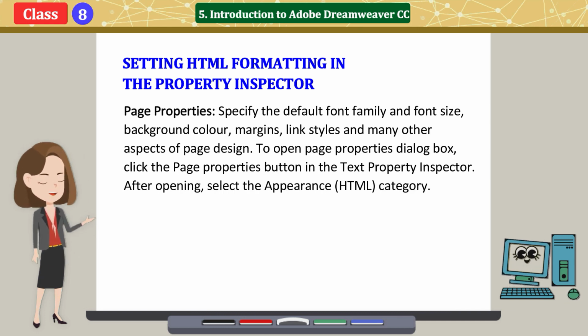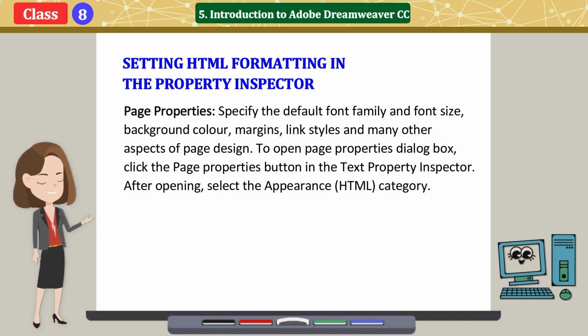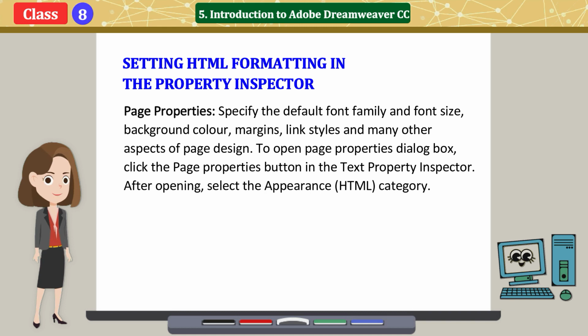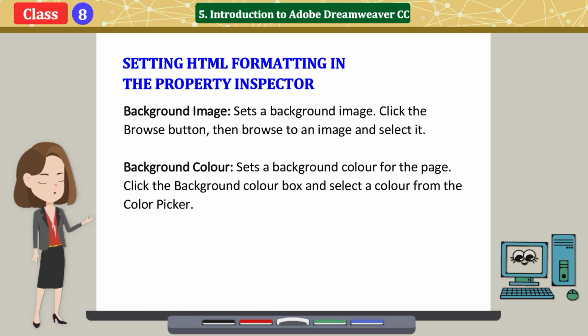Page properties specify the default font family and font size, background color, margins, link styles, and many other aspects of page design. To open the Page Properties dialog box, click the Page Properties button in the Text Property Inspector. After opening, select the Appearance (HTML) category. Background Image.